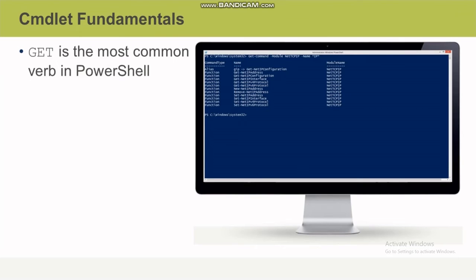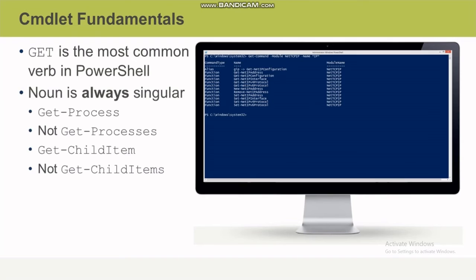As for the structure, get is by far the most common verb in PowerShell. Nouns are always singular, and always is highlighted there because while it's generally true that you don't have to guess and that the noun will be singular, there will be the odd rule violations, and if it's a non-PowerShell team commandlet, it could be anything. So I provided a couple of examples. It's get process, not get processes, get child item, not get child items, and so on.